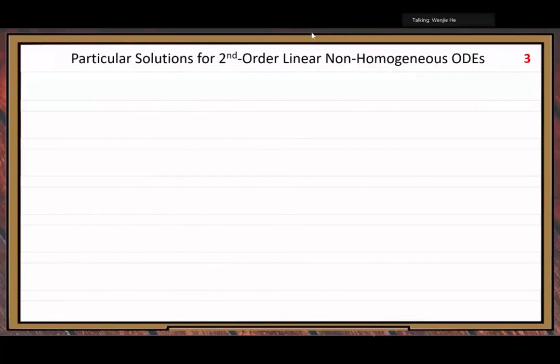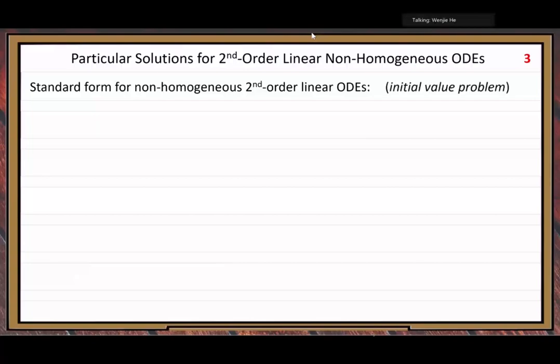Particular solutions for second-order linear non-homogeneous ODEs. Standard form, this time non-homogeneous. So on the right-hand side, we have an R function, R of x. Sometimes we consider an initial value problem, but sometimes we do not. So this is the standard form.